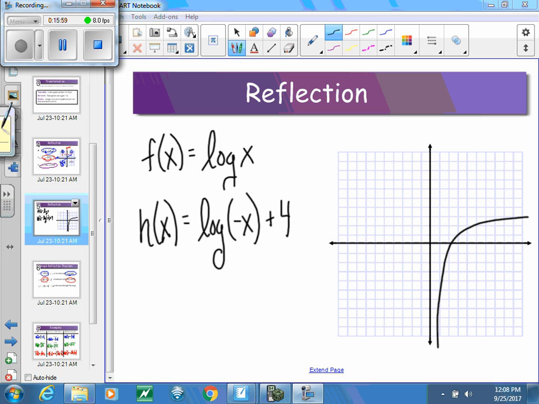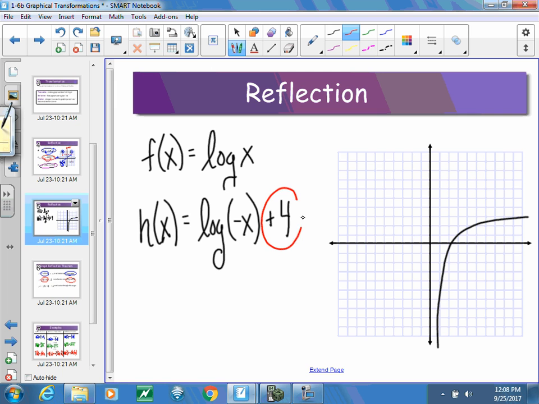All right, so I came up with this one to do: log of x. We did a natural log, base 10, same looking thing. So log of negative x plus 4. We have an inside change and an outside change happening. The outside change tells us we're going to move this up 4 units. The inside, the fact that it's negative x, tells us we are going to be reflecting this over the y-axis.